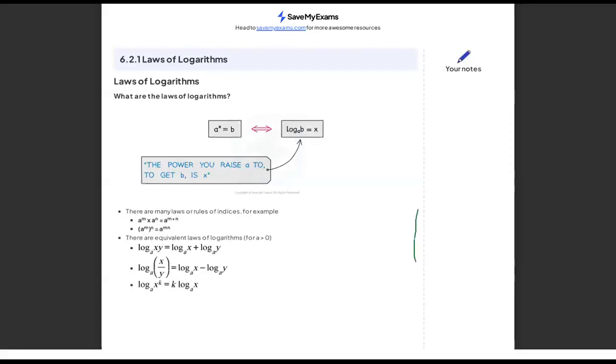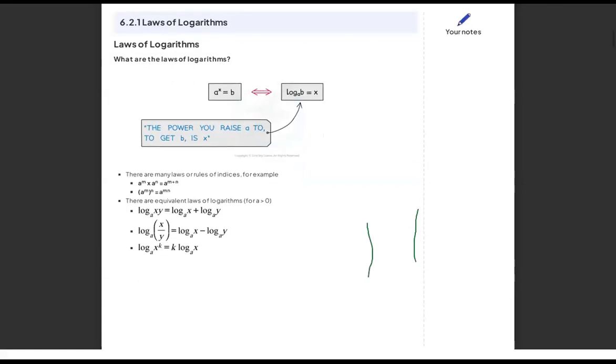Laws of logarithm. You can see clearly that there are a few things I told you about. So when you look at these two, this is the product rule of logarithm. In indices, if you say x squared times x cubed, it's going to give you x to the power of 5. You know that? Yes. So in logarithm too, it's similar.